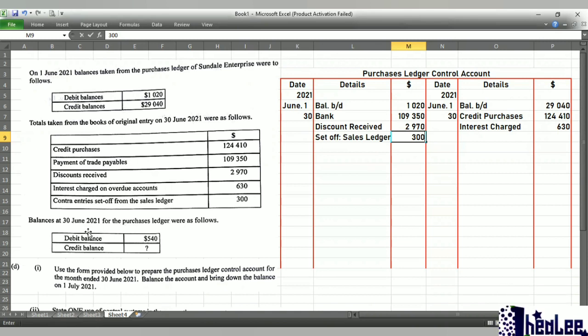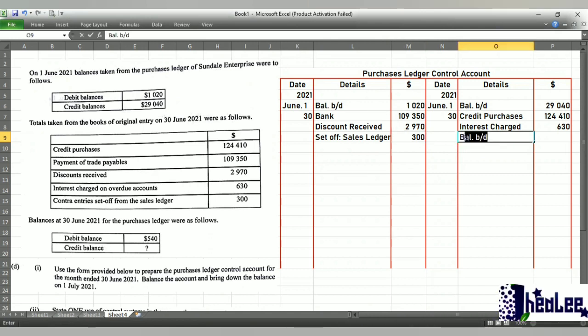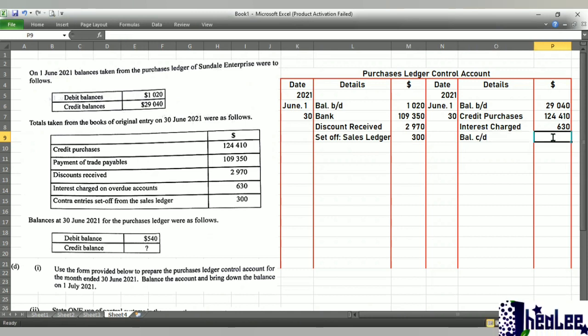The final thing there, based on the information provided to us, is that balances at April 30th, 2021 for the purchases ledger were as follows. Debit balance, $540. Remember, when we talk about balances, we're saying that this is a balance brought down. If this is a debit balance, meaning the balance brought down should be reflected on the debit side, it means that we're going to credit this value because the balance BD must be reflected on the debit side. So crediting the balance carried down of $540.